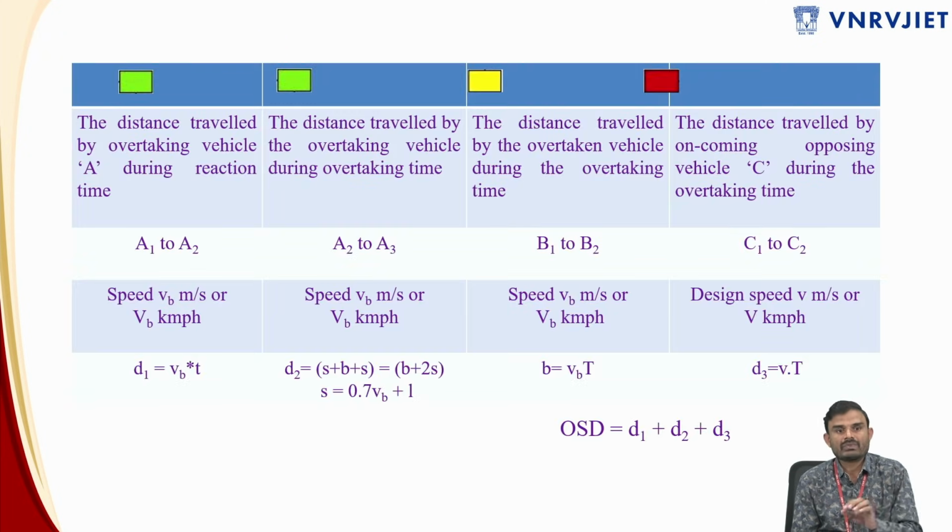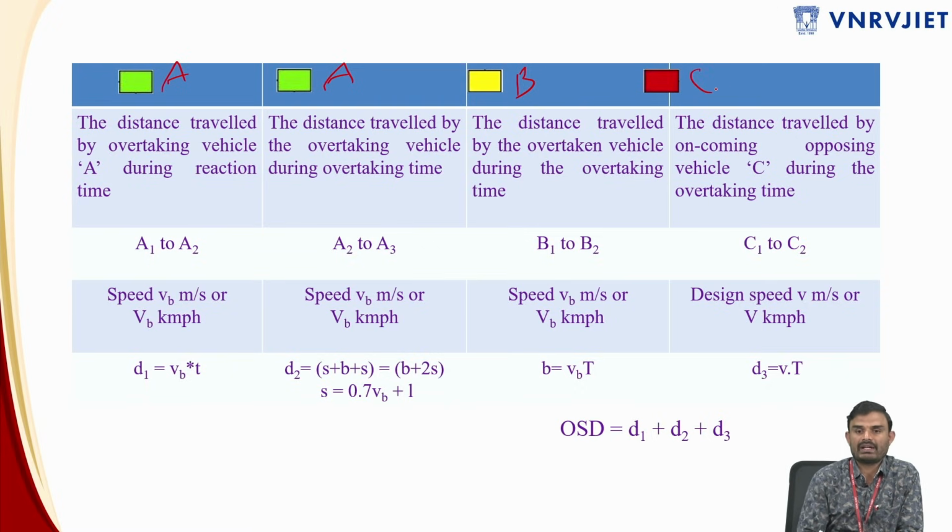So next, this is the table which is a gist of all the distances traveled by the different vehicles. The first is the vehicle A, in green color, and this is also vehicle A in green color, and this is the vehicle B, which is in yellow color. And this is the vehicle C, which is in red color. The distance traveled by the overtaking vehicle A during reaction time is for the time small t. The distance traveled by the overtaking vehicle during overtaking time is, the reaction time is small t, and this is capital T.